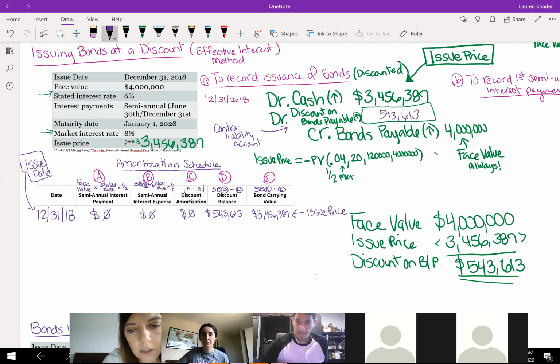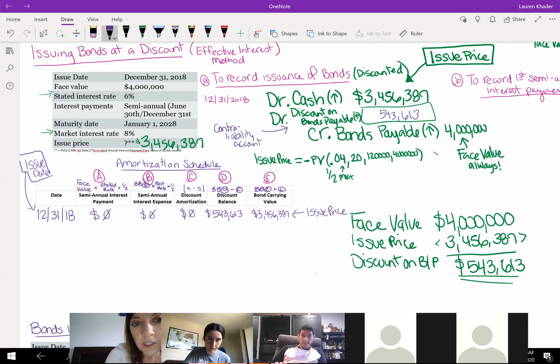With these amortization schedules, it's really important that you double check your numbers because you're going to be using these numbers throughout. And if you make a mistake at the top line, then it's going to trickle through. So the first date is always the issue date. The second date is always, if it's semi-annually paid, 6 months after the issue date. So the first semi-annual interest payment date is June 30th, 2019.